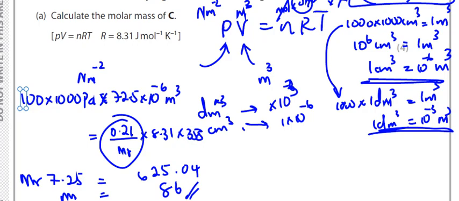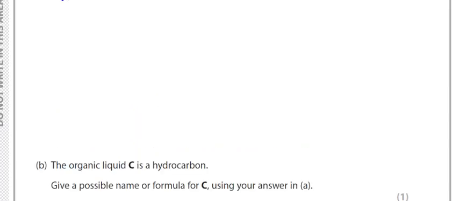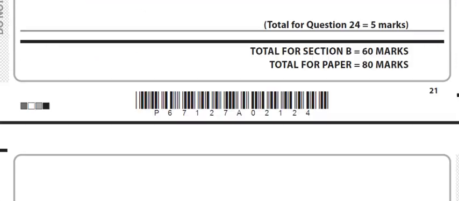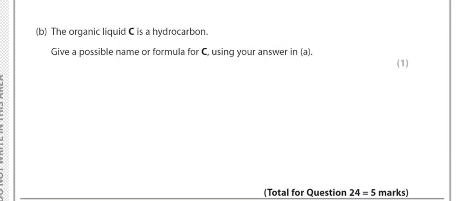So let's see which hydrocarbon. It says volatile organic liquid, right? And it says hydrocarbon. So which hydrocarbon has a mass of 86? You can write the homologous series and determine.